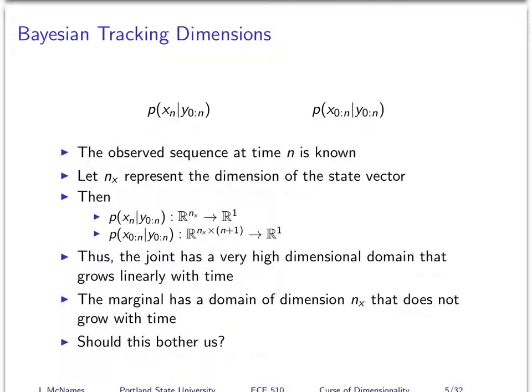Because we're talking about the curse of dimensionality, it's worth thinking some more about these two. Both of these are a PDF, which means that they produce a single number. For a given set of observations, if you could evaluate this at a given state, treating it just as a function of the state, it would map something of dimension n sub x, which I'm using to represent the dimension of the state vector, to a single real number.